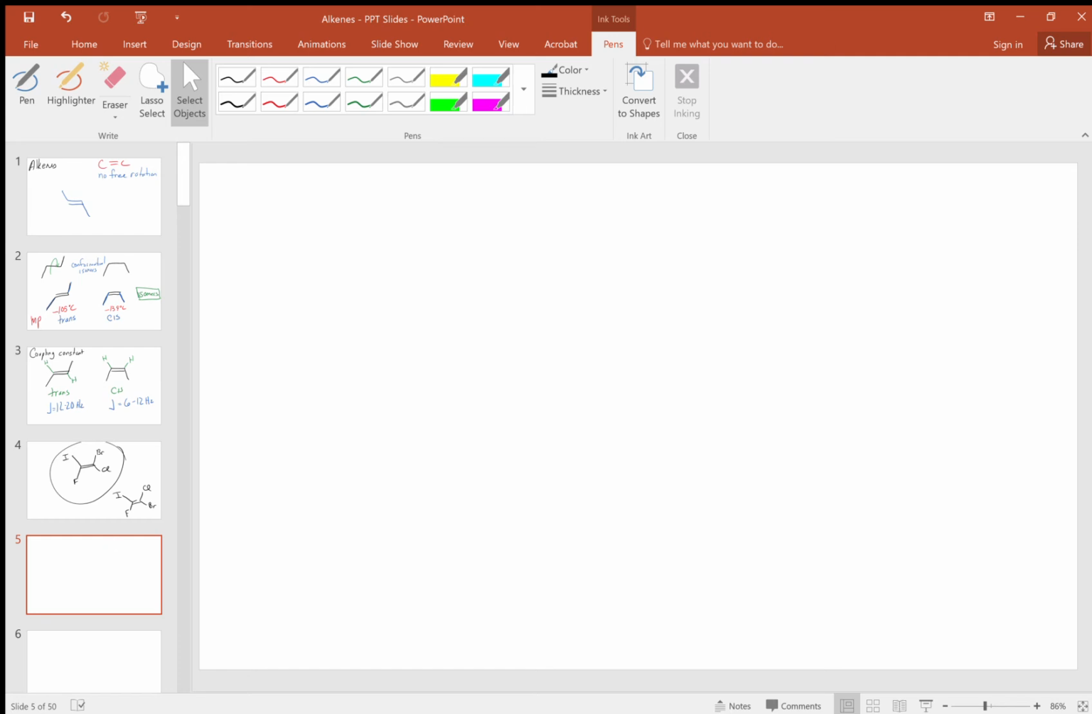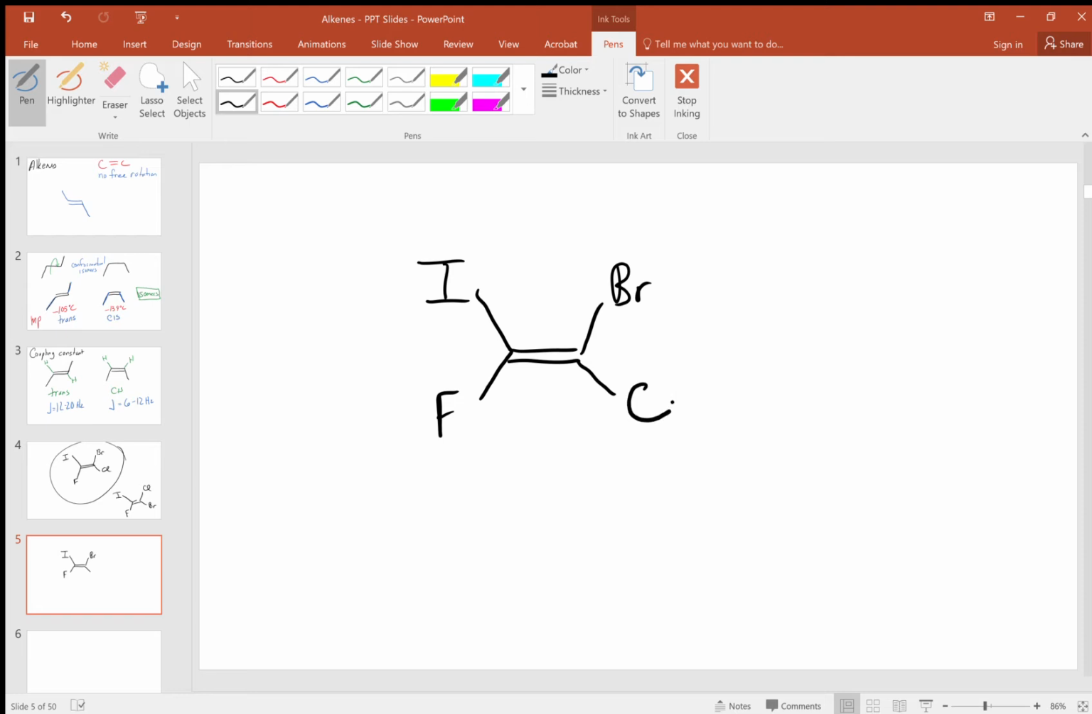Right, so now we're going to get into some nomenclature for alkenes. And we're going to start by looking back at that example that we ended the previous video with. So what would we do with its naming so that we'd know which isomer of this molecule we were talking about?